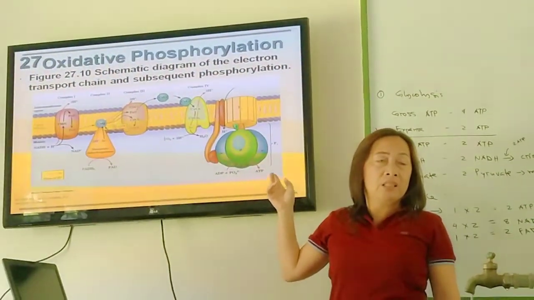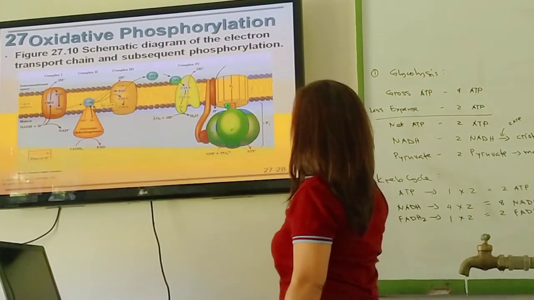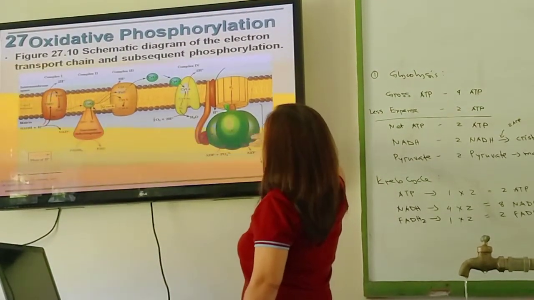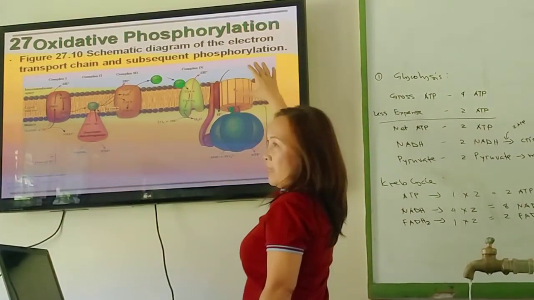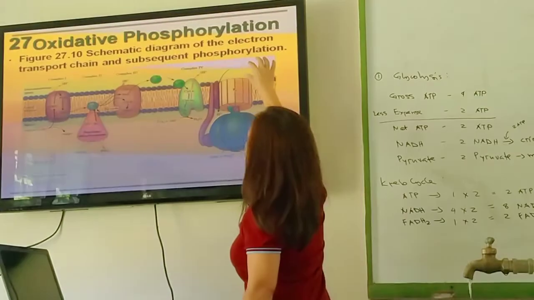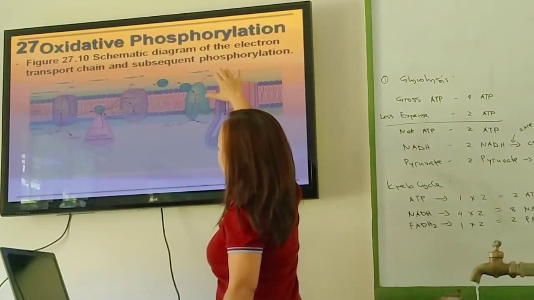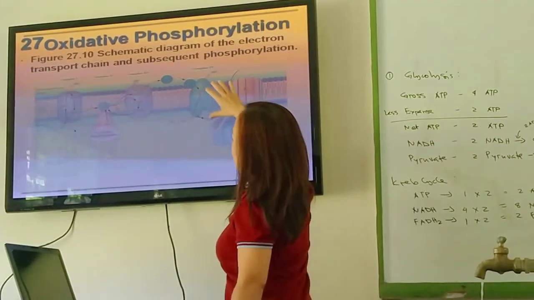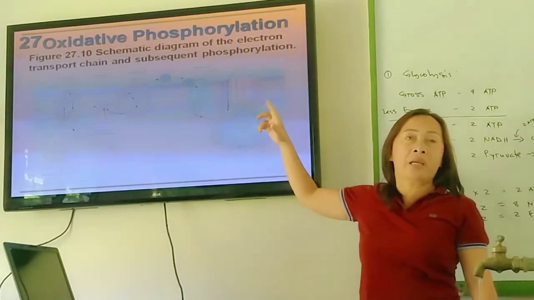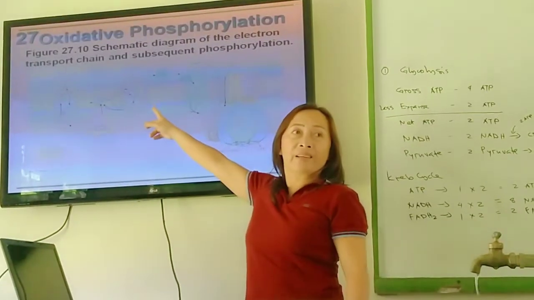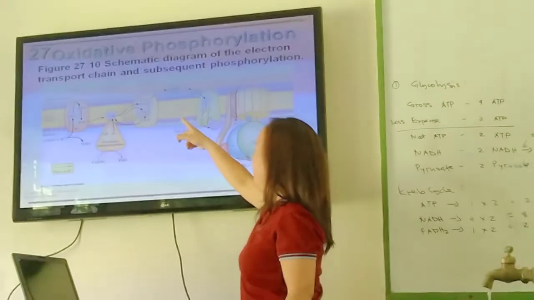chemiosmosis. We have chemiosmosis. Now actually we have the inside of the cell. This is the cristae, and you have the intermembrane space. This is the intermembrane space, and this is actually the cristae. Since cristae is the continuation of the inner membrane, you can see the phospholipid bilayer. Are you with me? Makita niyo ang phospholipid bilayer.